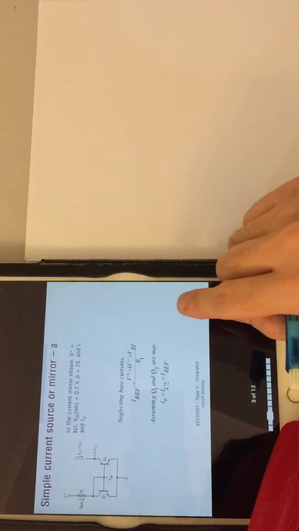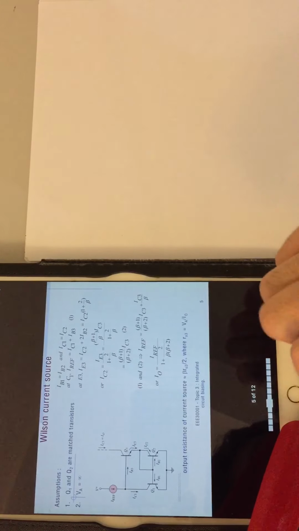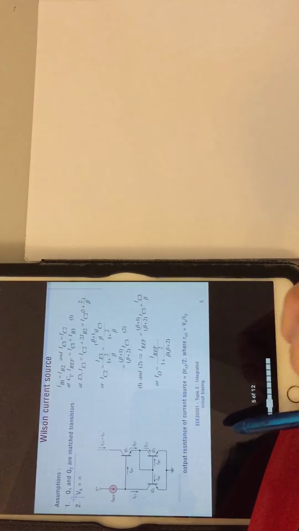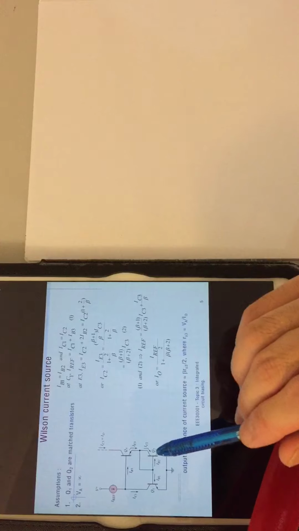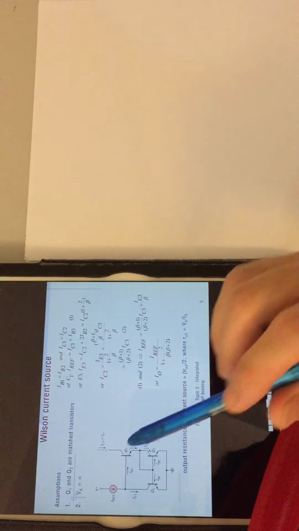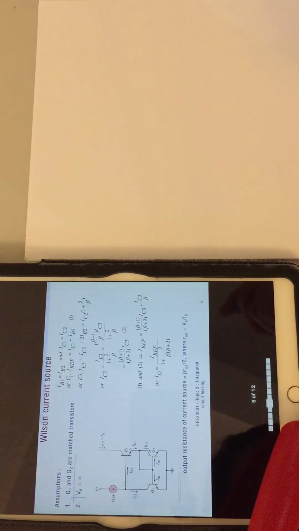So today we're going to continue on the Wilson current source. For the Wilson current source, there are three transistors in the circuit: Q1, Q2, and Q3. In this case, we need Q1 and Q2 to be matched transistors, which means transistor Q3 may have different characteristics. So now we try to derive what is the DC output current for this Wilson current source.